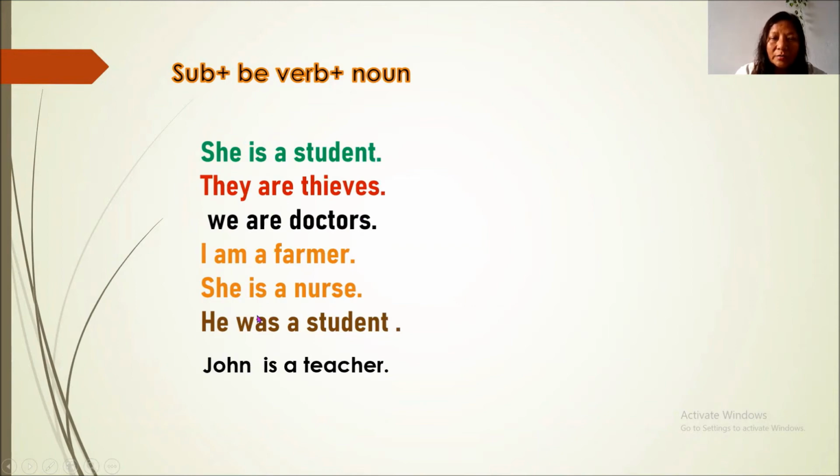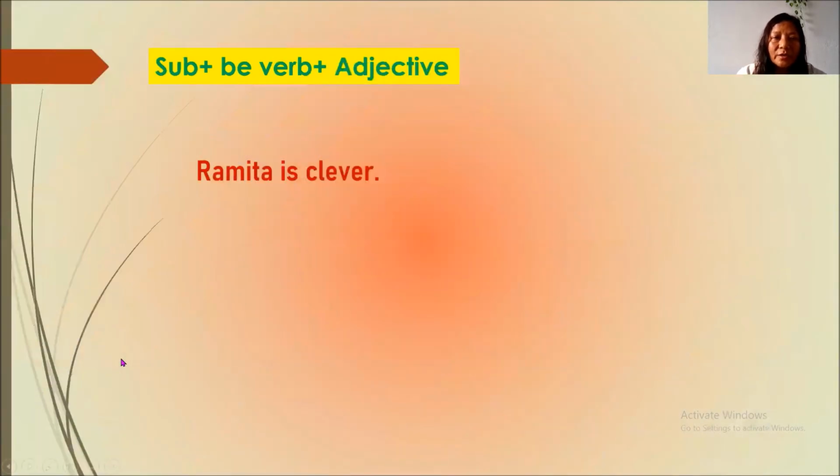And is, are, am, was are verbs, and she, they, we, he, John are subjects. So you can try to make many sentences of your own on this structure. Another structure is subject plus verb plus adjective. In this structure also we can make many sentences.